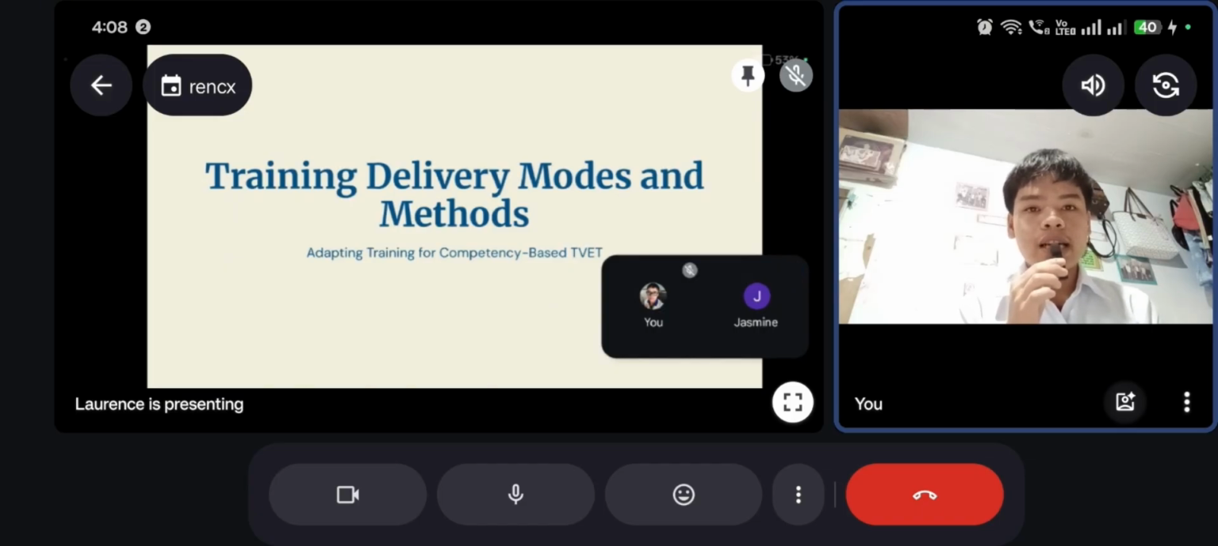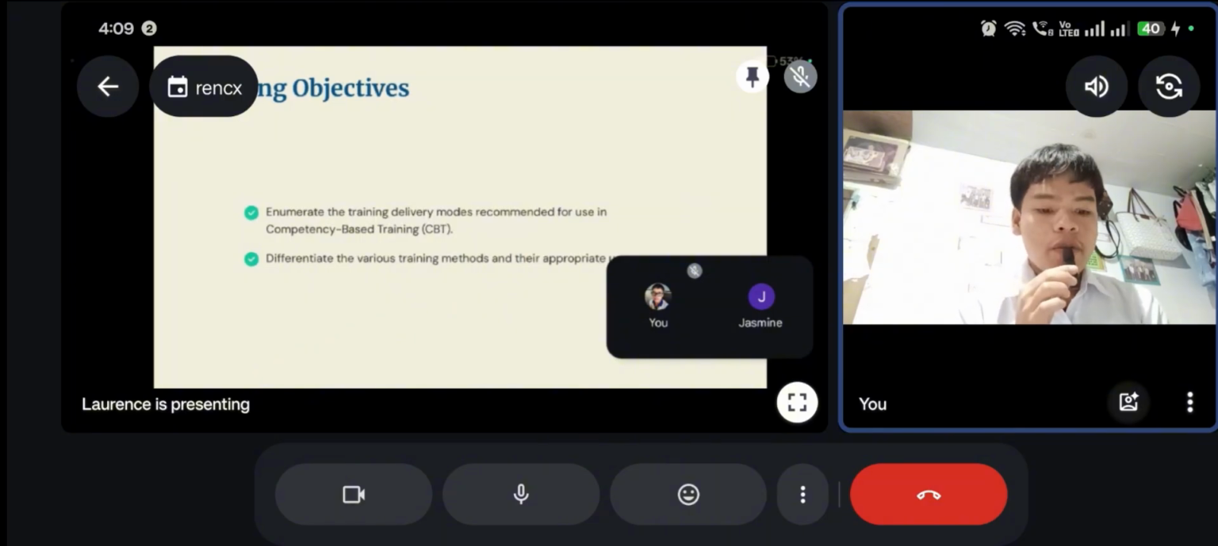We will be discussing training delivery modes and methods. Enumerate the training delivery modes recommended for use in competency-based training or CBT. Differentiate the various training methods and their appropriate use.